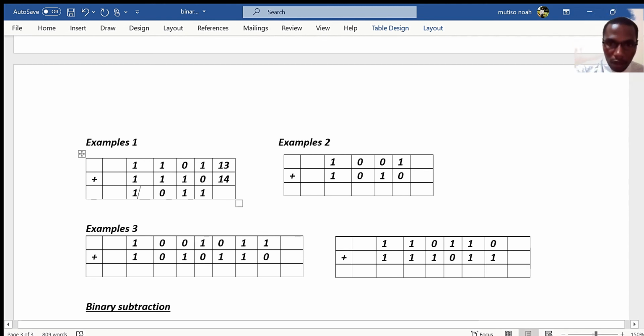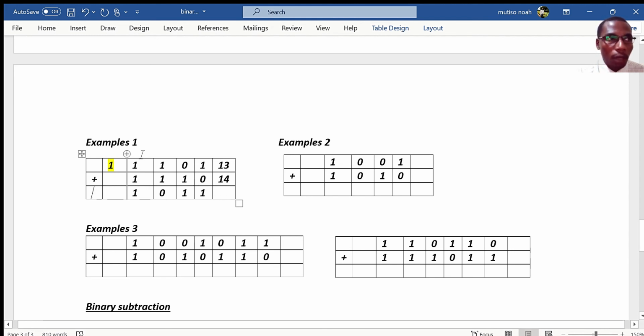Carry 1. They should give us 1, carry 1. We carry that 1 here. Now this is the one which is carried. That is the one which is carried. I have put some color there, I have highlighted it for you to see. The highlighted one is the carried 1 from here.